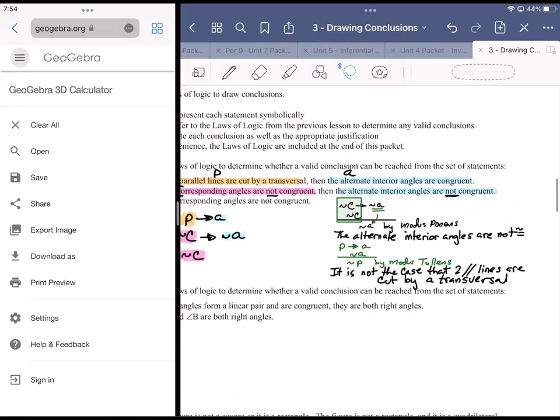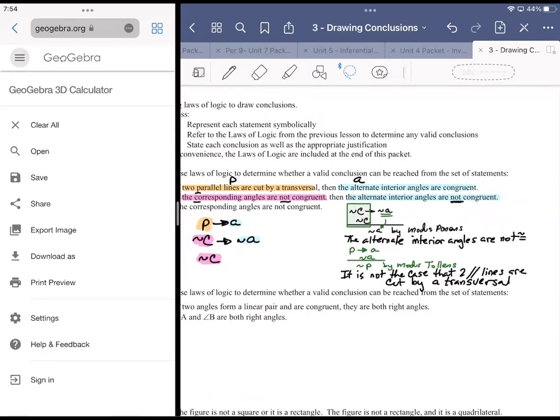Okay, so that gets at the idea that something about that premise is not true. We just don't know what part. Because it could be that they're not parallel. It could be that they are parallel, but not cut by a transversal. It could be that they're not parallel and also not cut by a transversal. Any of those possibilities are covered by this statement here. It is not the case that two parallel lines are cut by a transversal.